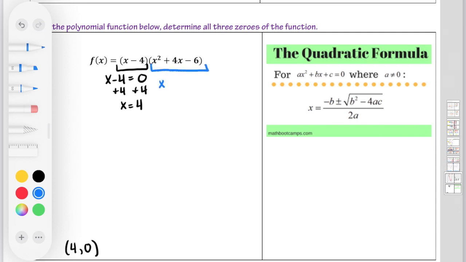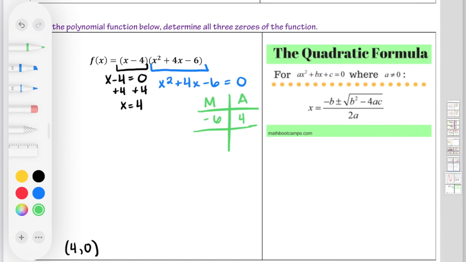If I want to find the other two zeros, I would have to set this quadratic, x squared plus 4x minus 6, equal to 0. Now I could do this by factoring, especially because I don't have a number bigger than 1 in front of x squared. It definitely looks like something I could try and factor. So I might try factoring first and see what happens. I'm trying to multiply to -6 and add to 4.